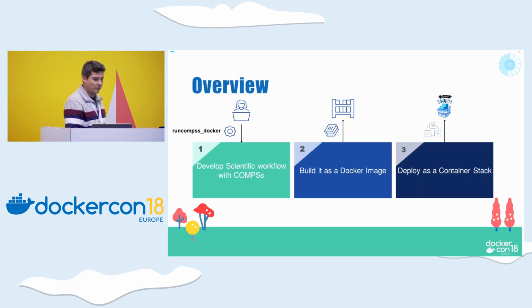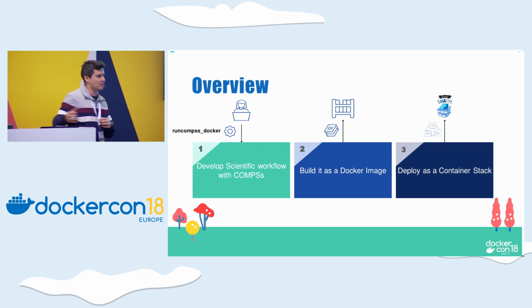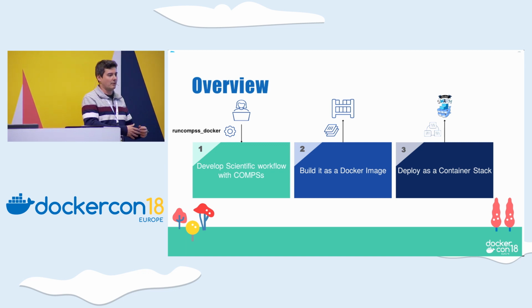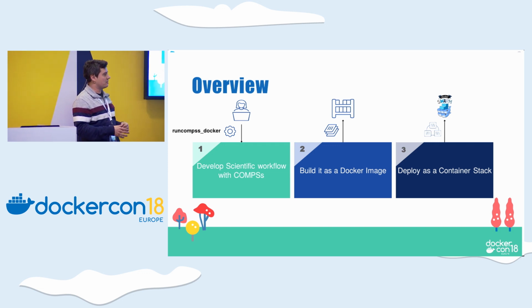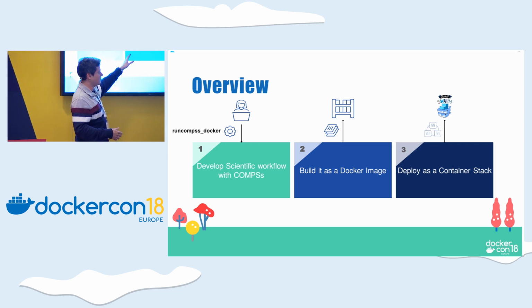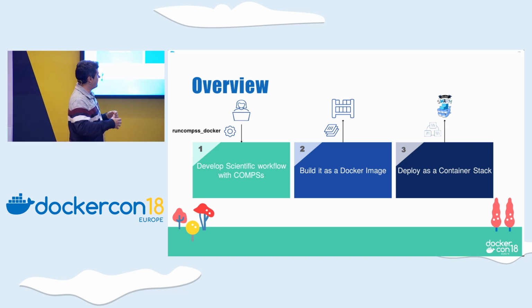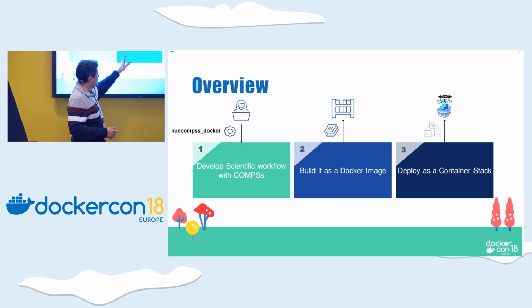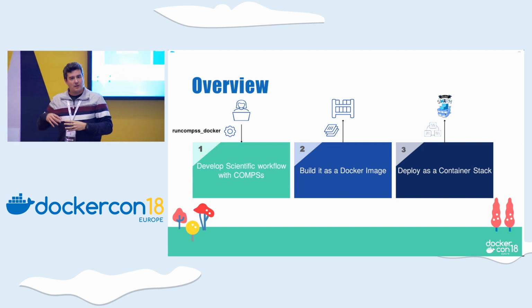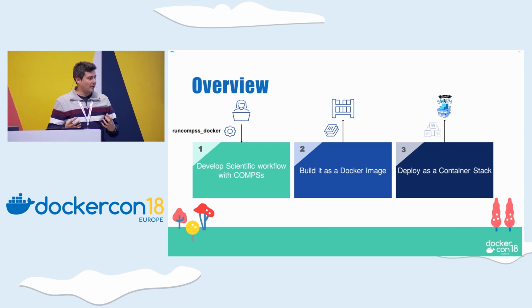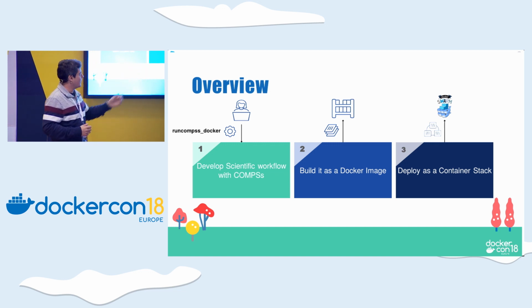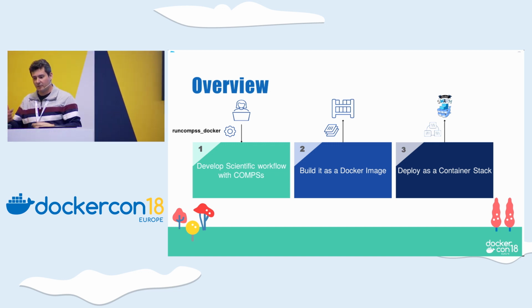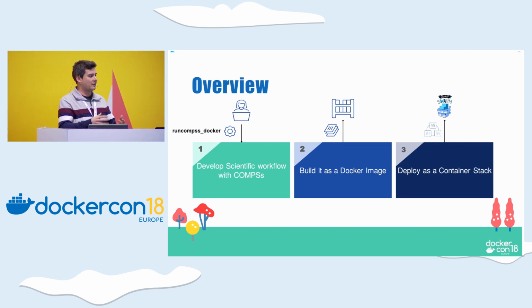So how do we work together with COMPS? We have one command, runcompss, that once we have developed the application, we can use to run the application locally or in a cluster. What we have created is a runcompss-docker script that builds a Docker image with the current application and the runtime system, then creates a container stack between the different parts of our runtime, and then deploys it in a Swarm container or Kubernetes container system to deploy the containers and execute the application. So this is more or less the overview.